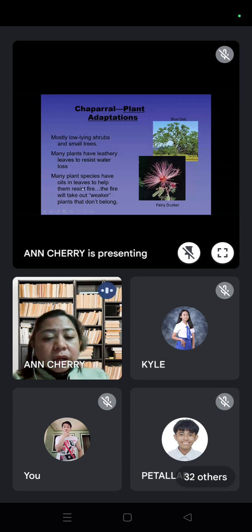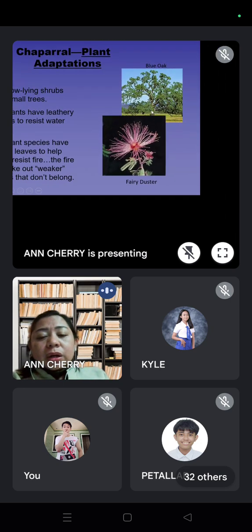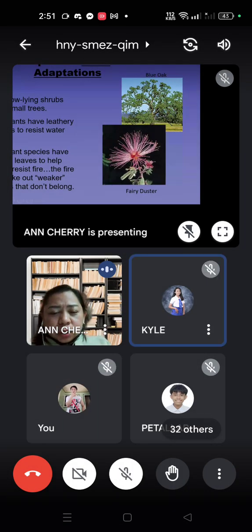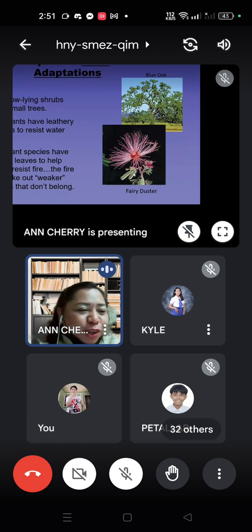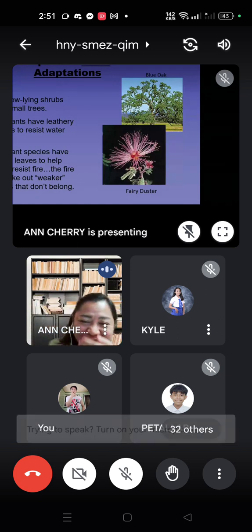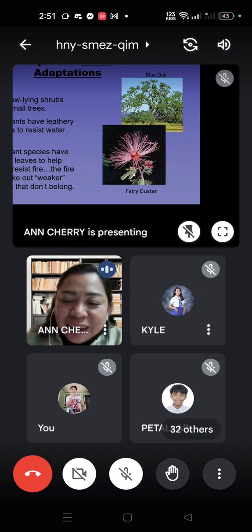I know that you're very familiar with this kind of plant. I forgot its name, because I'm more familiar with the scientific name. This is the Mimosa pudica. Makahiya, ma'am. Yes, the makahiya. Okay.